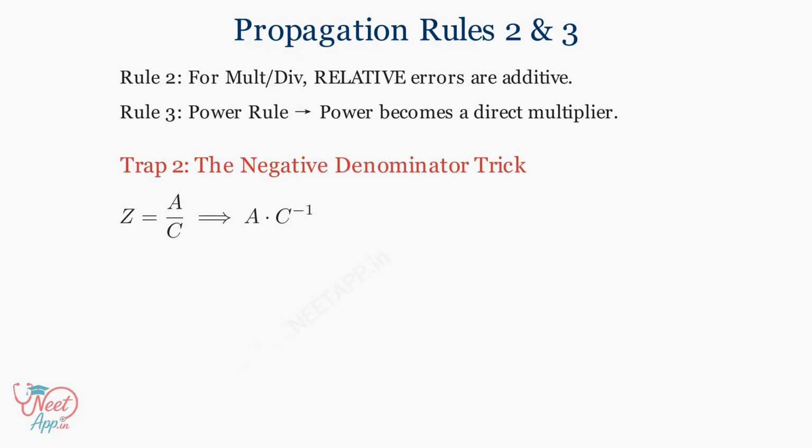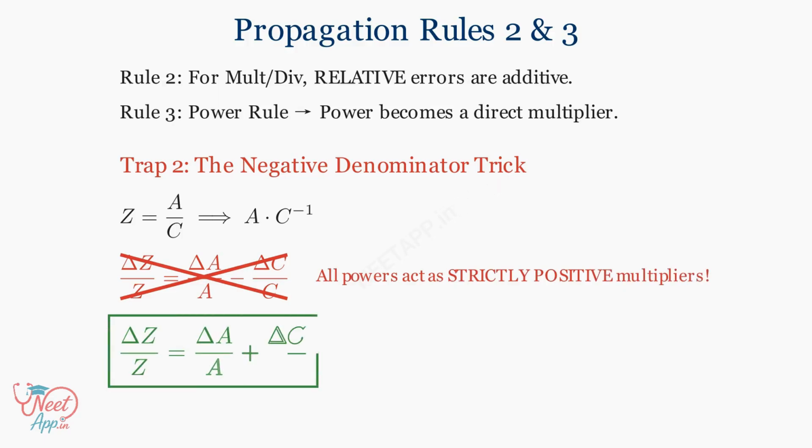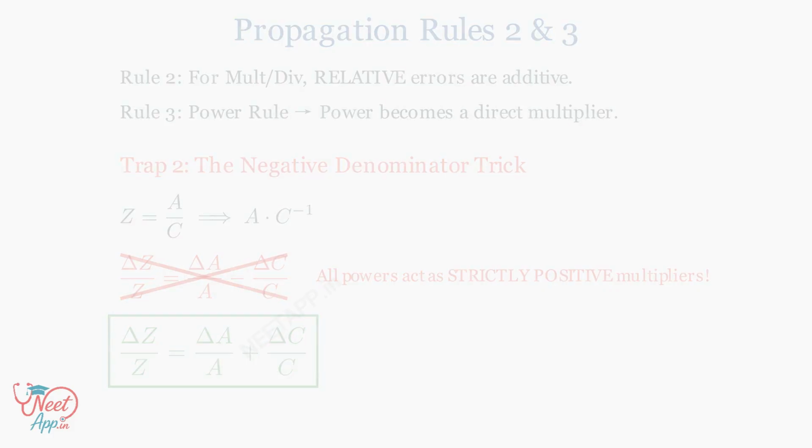Imagine a formula where c is in the denominator. Mathematically, that is c to the negative 1. Students often subtract the error of c because of that minus sign. Listen carefully. All power coefficients act as strictly positive multipliers. We are calculating the maximum permissible error, so denominator terms must always be added. Let's put this to the test with some core PYQs.